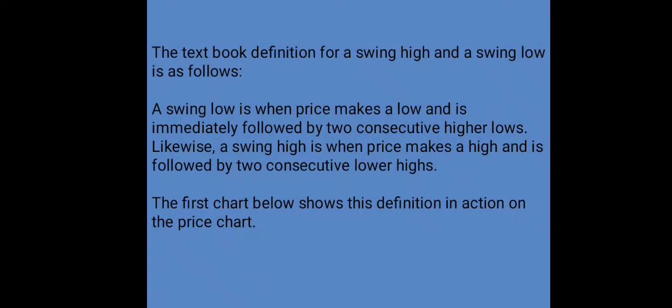Now, the textbook definition for a swing high and a swing low is as follows. A swing low is when price makes a low and is immediately followed by two consecutive higher lows. That is, the higher lows are represented by the candles, but in the next example you're going to understand what they truly are. Likewise, a swing high is when price makes a high and is followed by two consecutive lower lows. Let's go to an example on a picture chart right here.